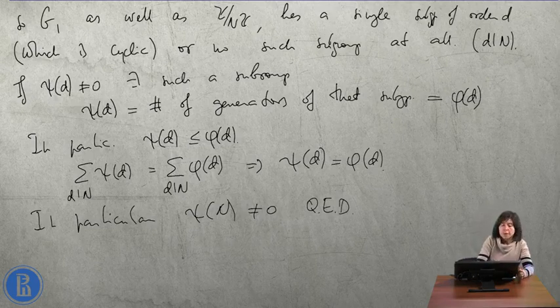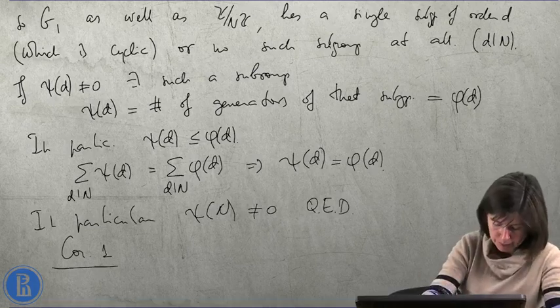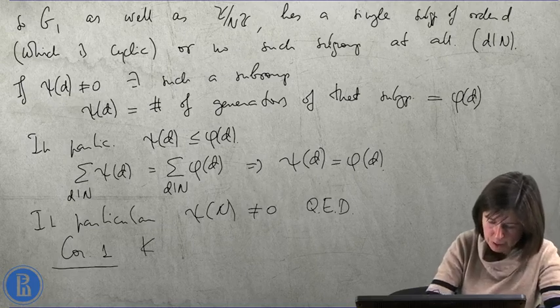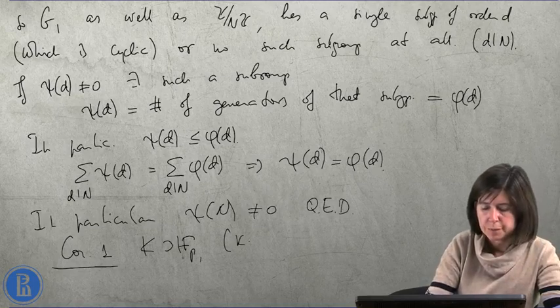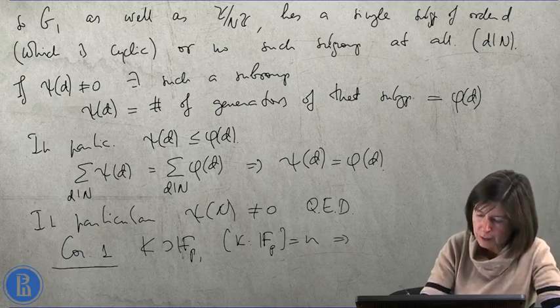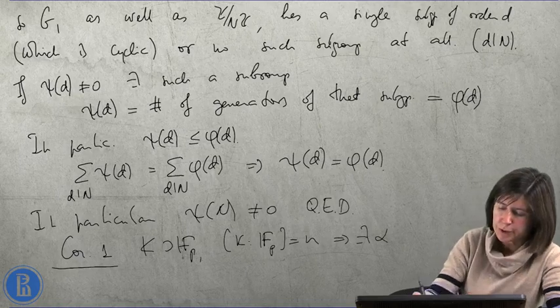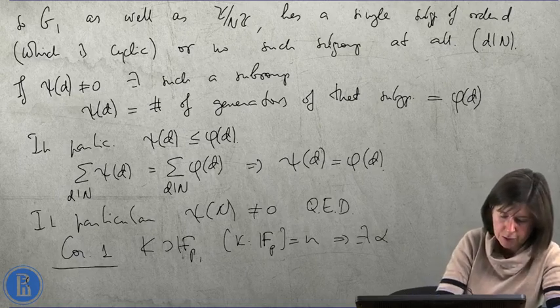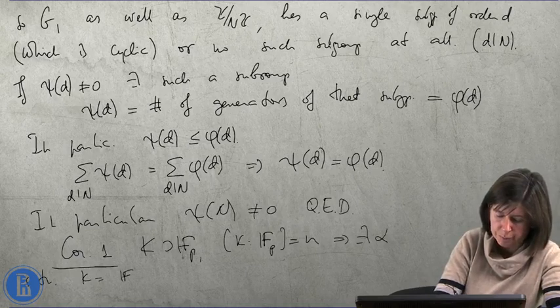Okay, this has a couple of corollaries about field extensions. Corollary 1 is that if K is an extension of F_p of degree n, so K is F of p to the power n, then K is generated by one element. There exists an alpha such that K is equal to F_p of alpha.